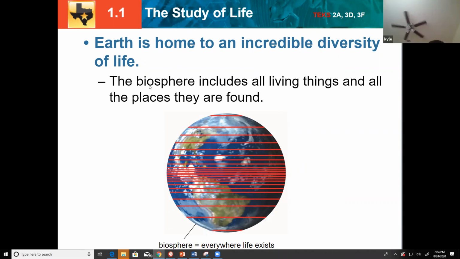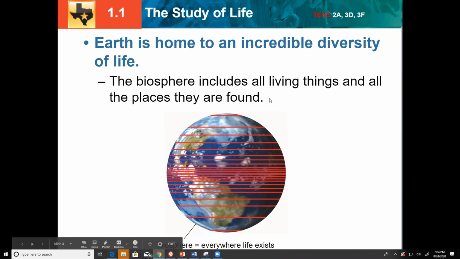The biosphere includes all living things and all the places that they are found. So bio means living, so that has to be the living things. It's not going to be things like nutrients or sunlight or anything like that, because those things are not living.